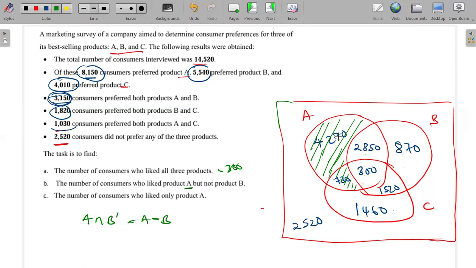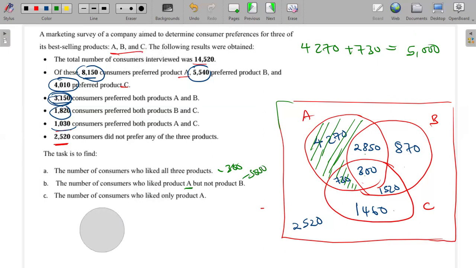So you just add the values that are there in the green part, which is going to be 4,270 plus the 730, which is just going to give me 5,000. So 5,000 are the ones that like product A and not B. So there we got 5,000.